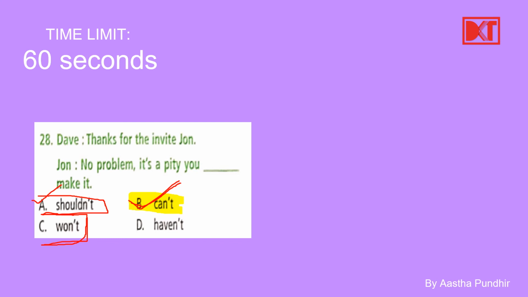And then haven't, which means haven't जो है यहाँ पे आएगा ही नहीं, क्योंकि haven't make it नहीं होता. अगर haven't आता, it's a pity you haven't made it. ये तब होता जब हम past की बात कर रहे होते कि बहुत गलत बात है कि तुम आ नहीं पाए. So you haven't made it. तब होता haven't. Alright. Right now it's can't. B, it's no problem. It's a pity you can't make it. Alright.